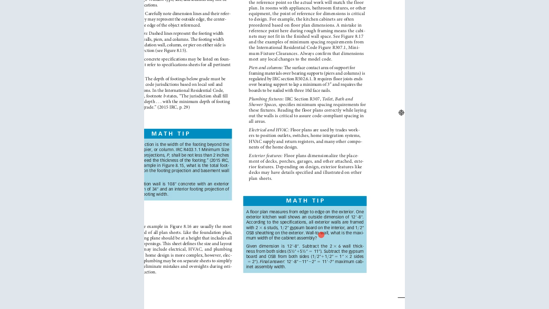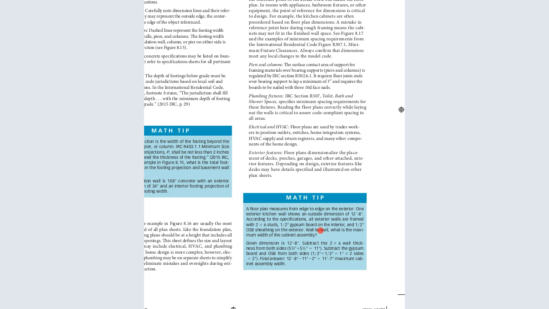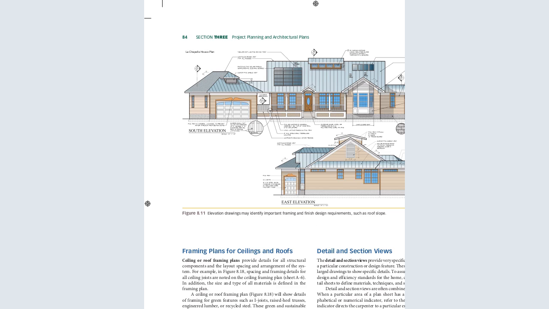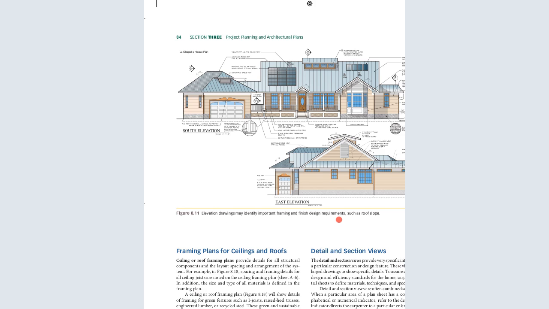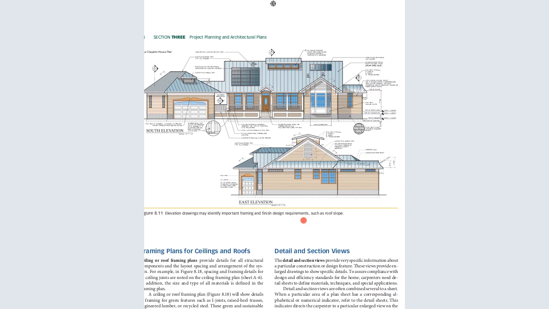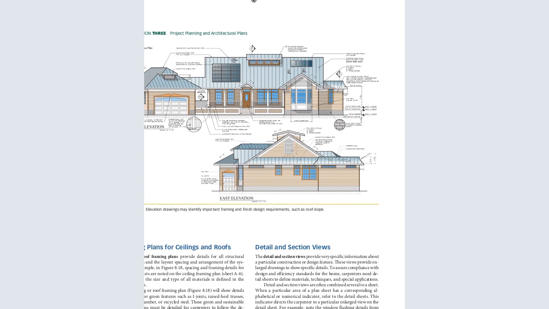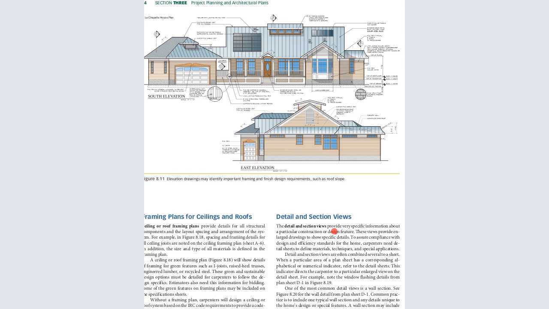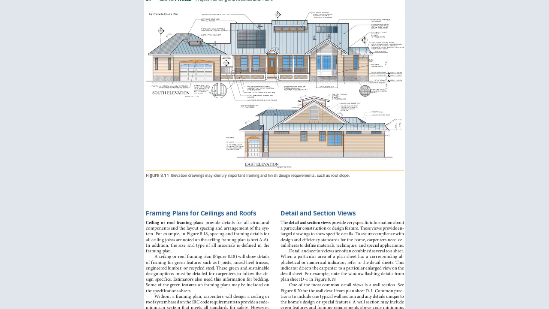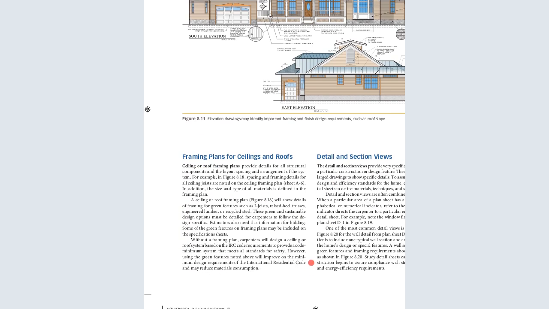attachments. Exterior features depend on the design. Exterior features like decks may have details specified and illustrated on other plan sheets. Now you can look at the south elevation. Now this is the east elevation. Those are the elevations of a building.